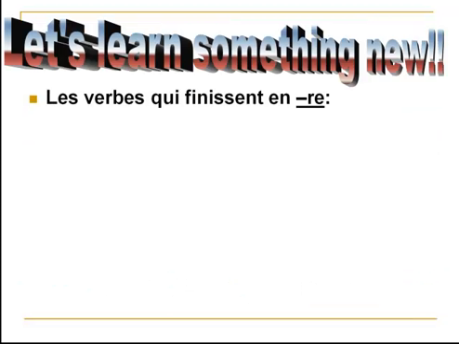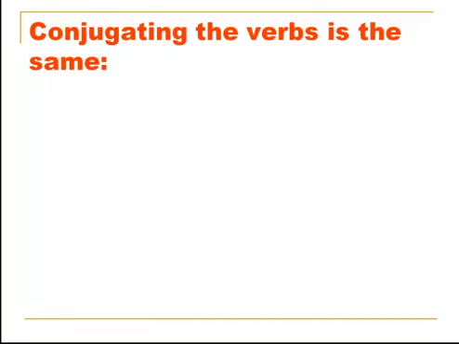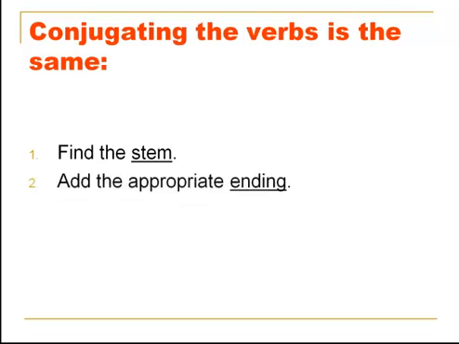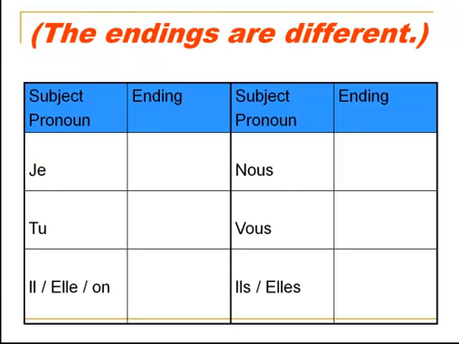Alright, so let's go ahead and take a second to learn our new category of verbs, les verbes qui finissent en RE, or RE verbs. When we use les verbes en RE in sentences, conjugating them is exactly the same. First, you find the stem, which you would do by dropping the RE ending, and then for each of the subject pronouns, there is a corresponding ending. However, the endings for RE verbs are different than the endings for ER verbs. So write a chart in your notes like you see here, and let's write down the endings that go with each of the subject pronouns for RE verbs. And you'll notice they're different, but some of them are actually kind of the same.